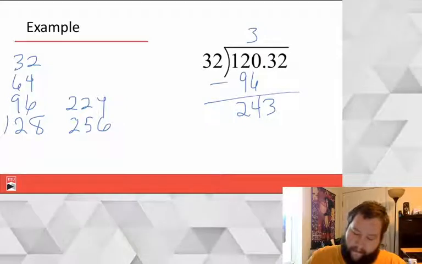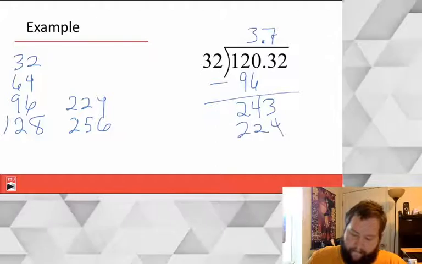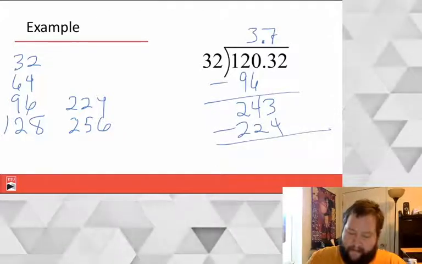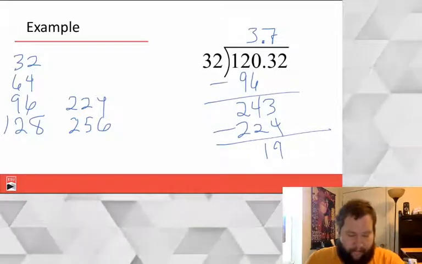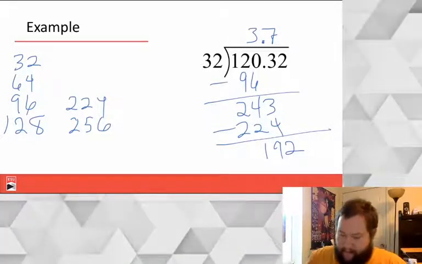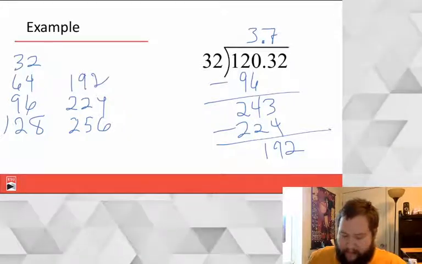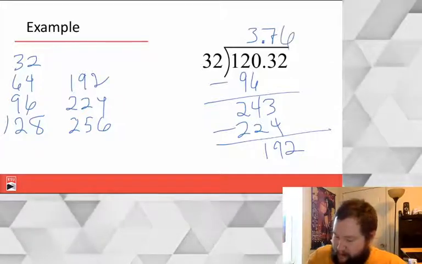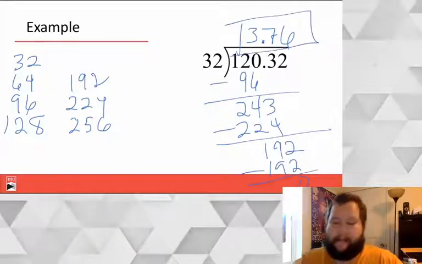So bring our decimal point up. We can do 7, 224. 43 minus 24 is 6, and 13, so that's 19. Let's see, 224, I have a feeling if I subtract 32 from it, is in fact 192. So that's 1, 2, 3, 4, 5, 6 32s. 6, 192, subtract, we get 0. 3.76.